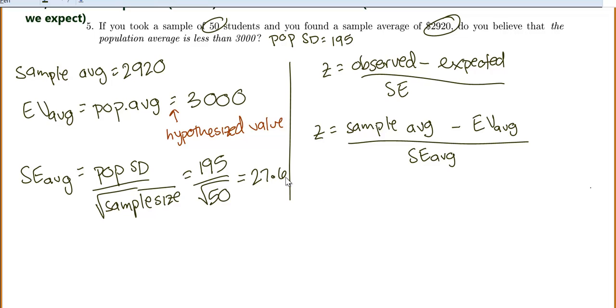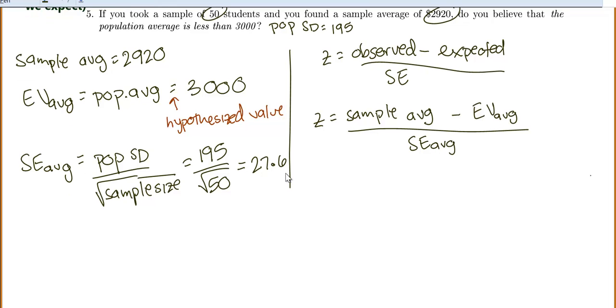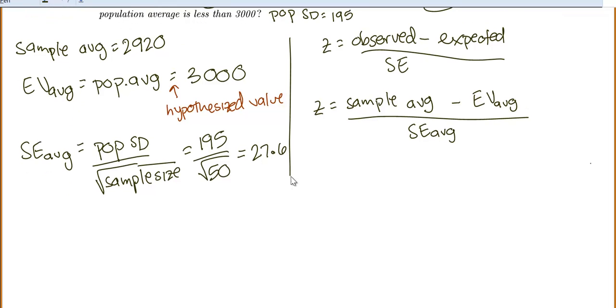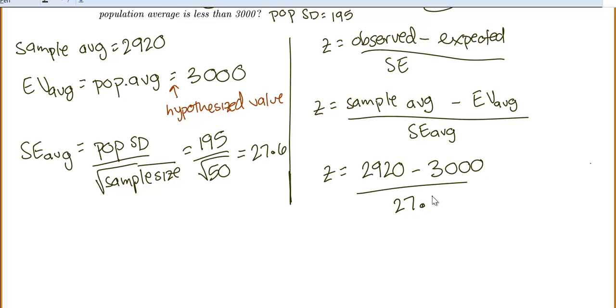We found a sample average of 2,920. We're asking ourselves, okay, would that be surprising? So to answer that, we need to know how many standard errors we were away from the expected value, or we need to find our z. So my sample average was 2,920, but I expected it to be about 3,000. And I know that I'm expecting a chance error of about 27.6, since that's my standard error.